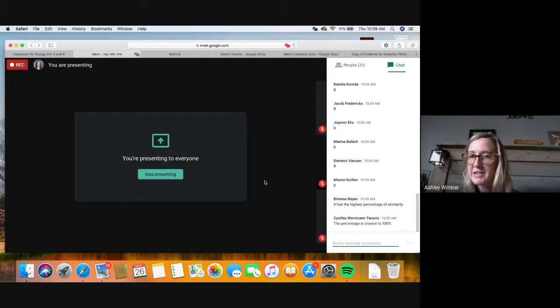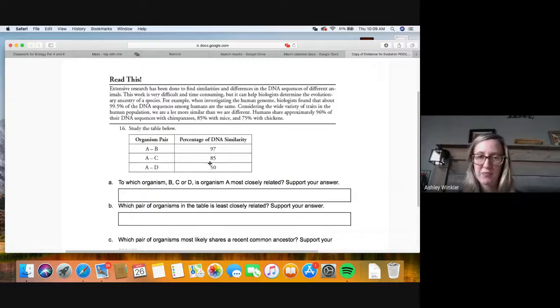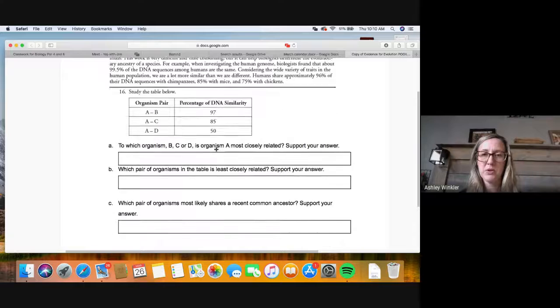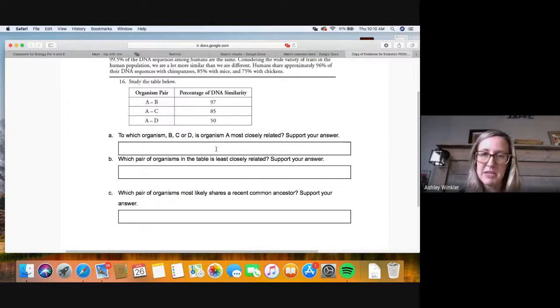Yeah, the highest percentage. If we're comparing organism D, only 50% of their DNA is similar to organism A. So that tells me that they're much farther off in common ancestry. Organism B is the highest, right? 97%. So when we're looking at DNA as evidence of evolution and common ancestry, the more similarities in the DNA, the more closely related the organisms are.